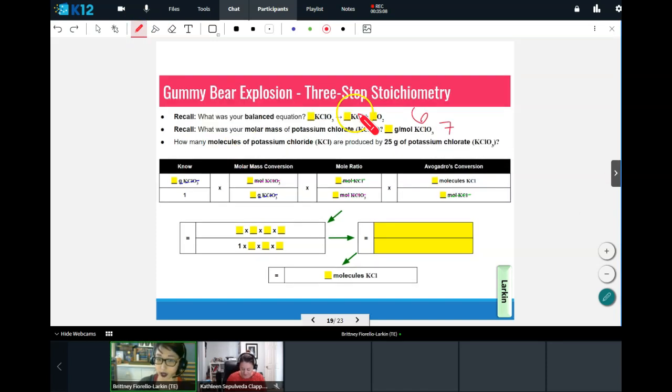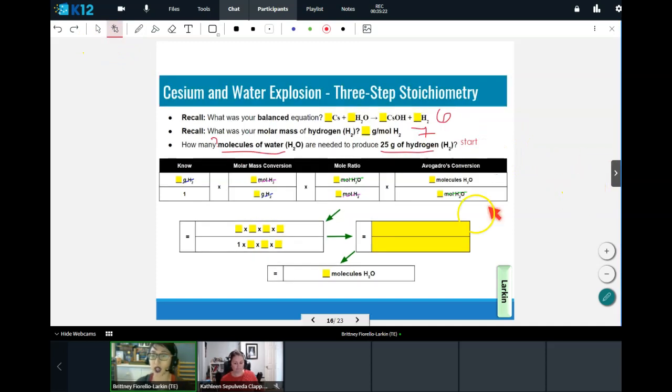And for the gummy bear explosion, we're starting out with 25 grams of potassium chlorate and ending with molecules of potassium chloride. Those are different, by the way. KClO3 is different than KCl. Okay, so let's go ahead and try this out.